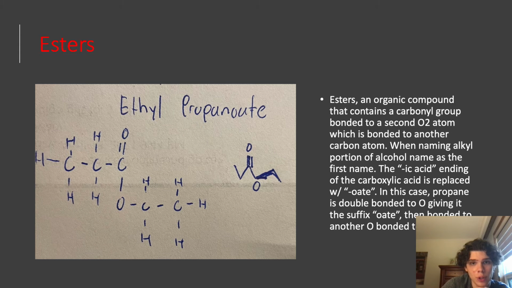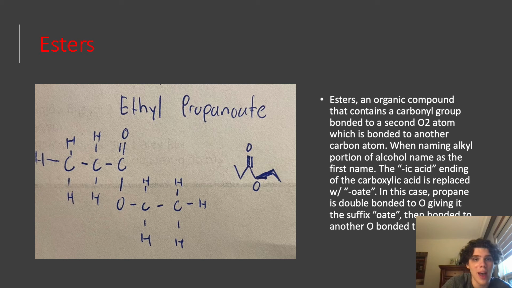Moving on to esters, which are organic compounds that contain a carbonyl group bonded to a second O atom, which is bonded to another carbon atom. When naming, write the alkyl portion of the alcohol name first, then replace the -ic acid on the end of the carboxylic acid with -oate, in this case providing a double bond that the O gives to the suffix -oate, and then bonded to another O.